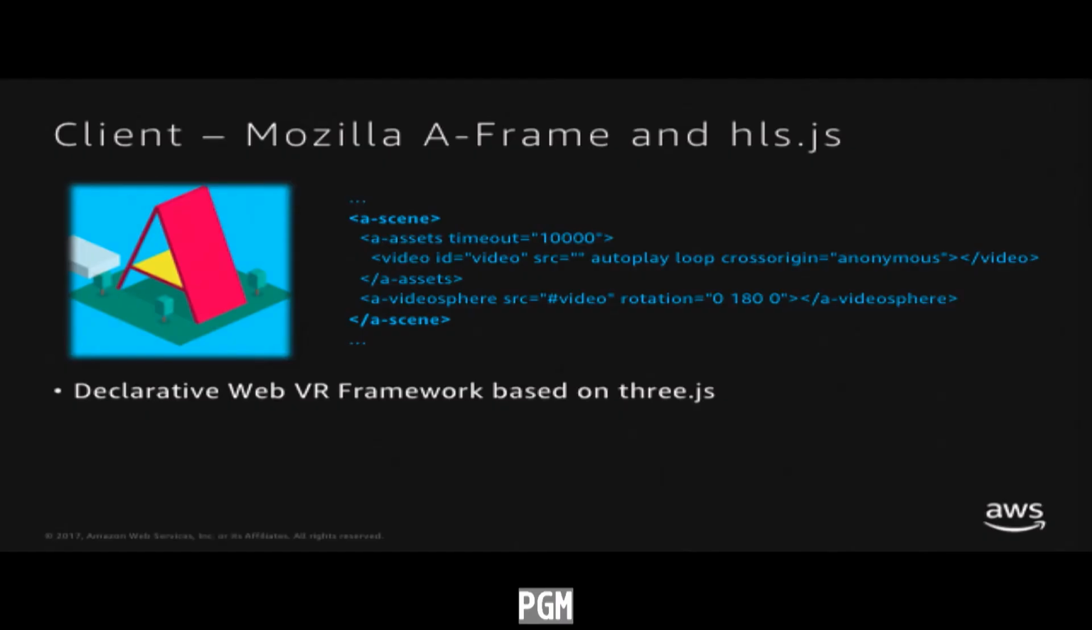There's a bunch of different ways you can render 360-degree video. There's a lot of open source players out there and open source software. There's also a bunch of commercial software, commercial players that support it. In the reference architecture, I've chosen to use Mozilla A-Frame and HLS.js simply because I have aspirations to move this to more of a VR experience in time.